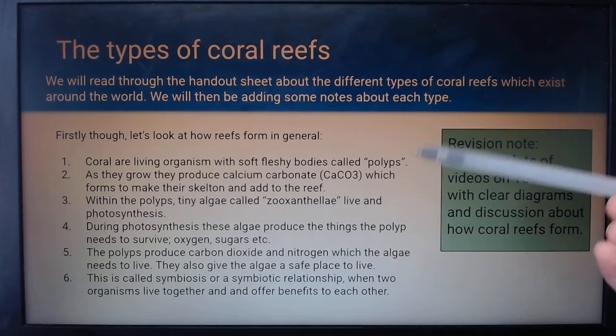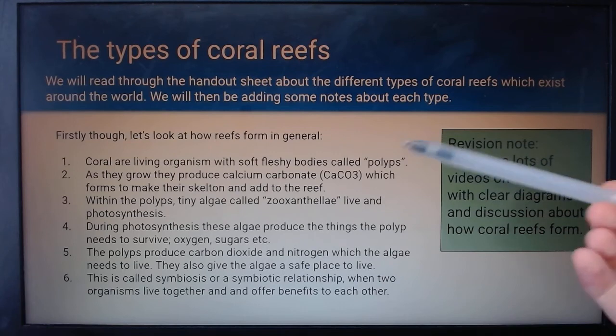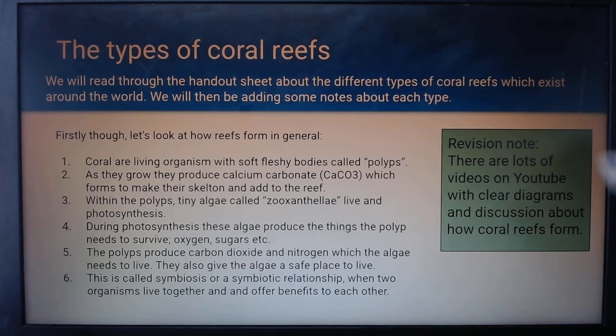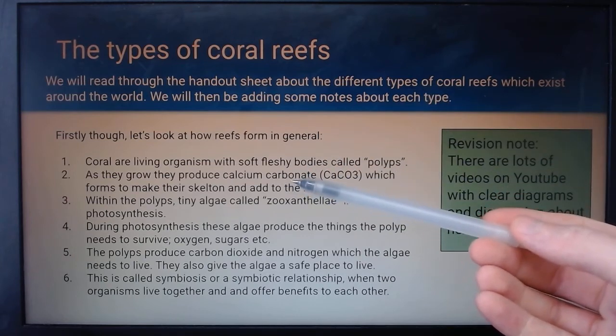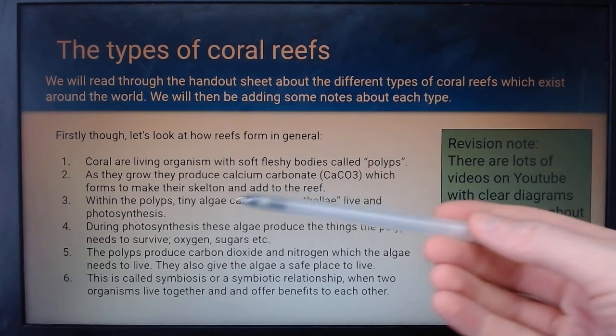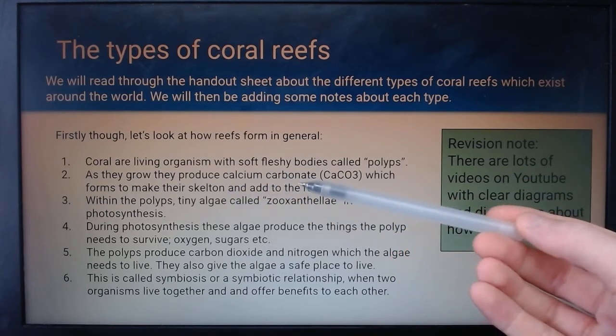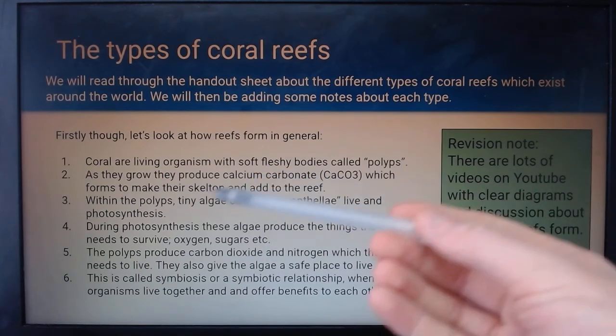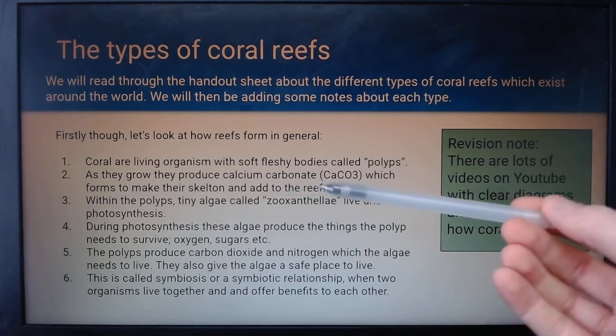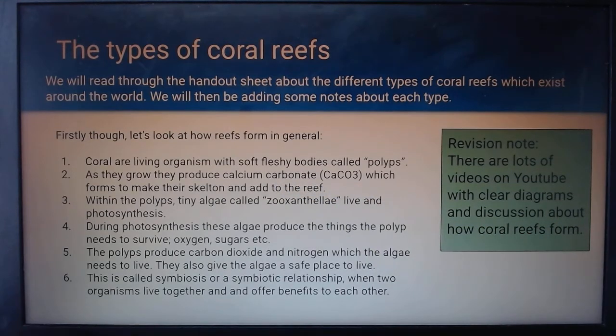So first of all, corals are living organisms. They're not rocks. They're living organisms with fleshy bodies called polyps. As they grow, they grow in big reefs, in big networks. As they grow, they produce calcium carbonate. There we have our calcium carbonate again, which forms their skeleton and adds to the reef. So these things actually produce their own skeleton, their own kind of shell, and that's what the coral reef is made from.